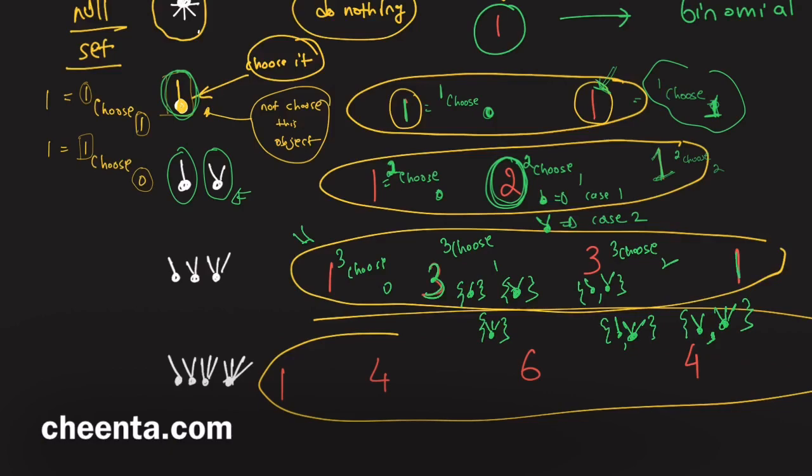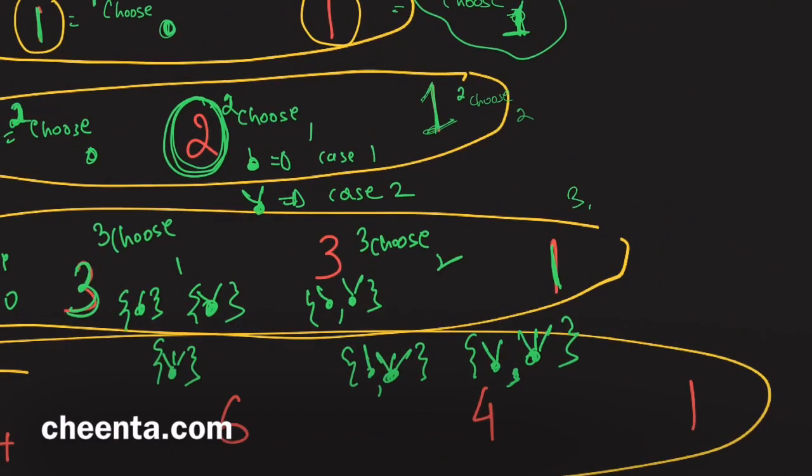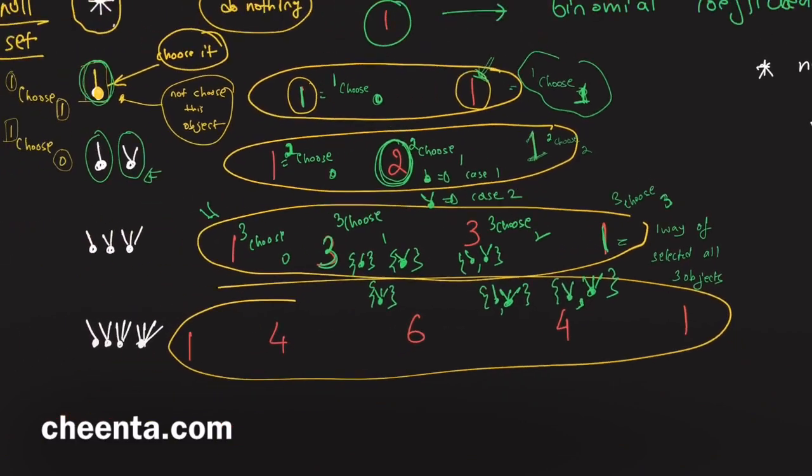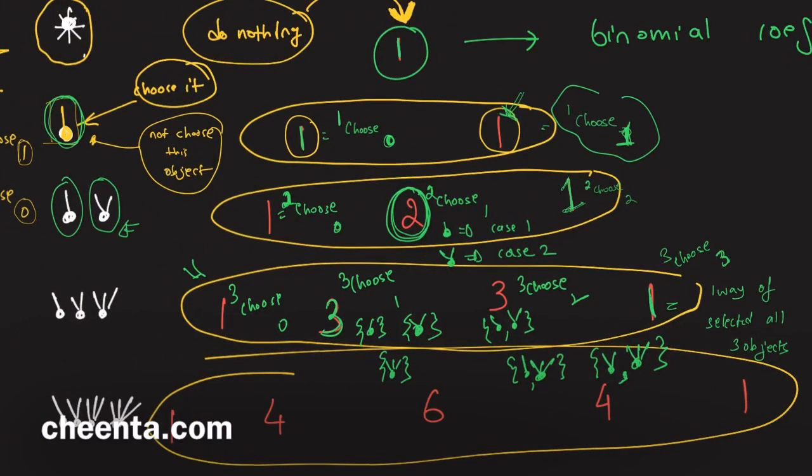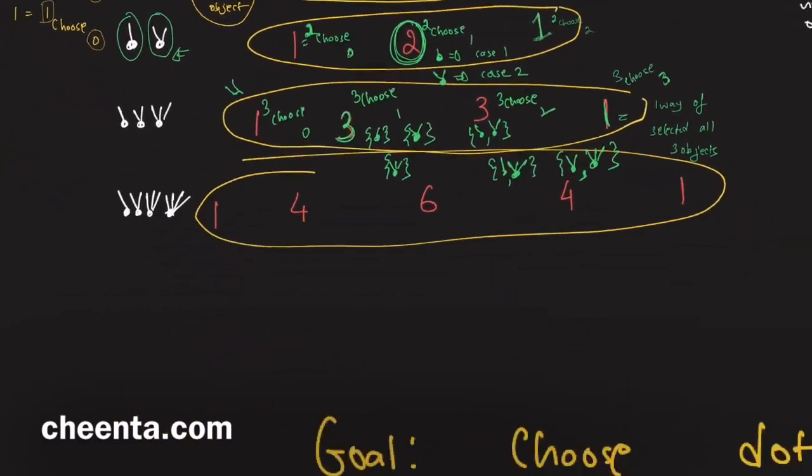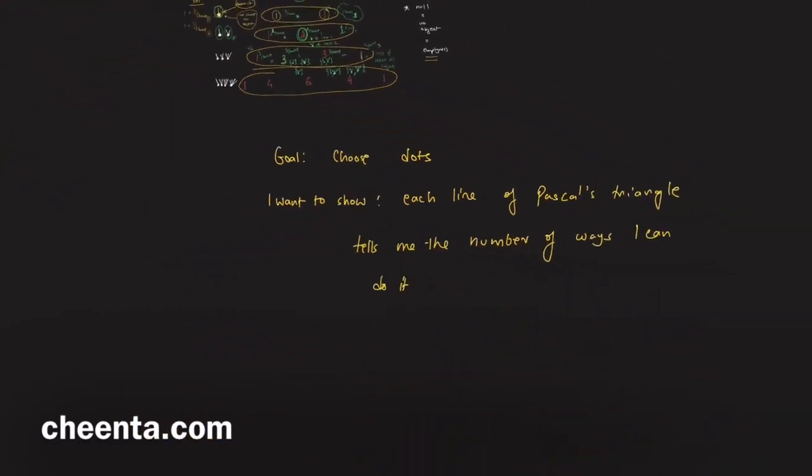And this one tells you 3 choose 3. Because there is only one way of selecting all three objects. Do you see what I'm doing here? I'm converting each of the numbers into the number of ways of selecting objects. So now how does this look?